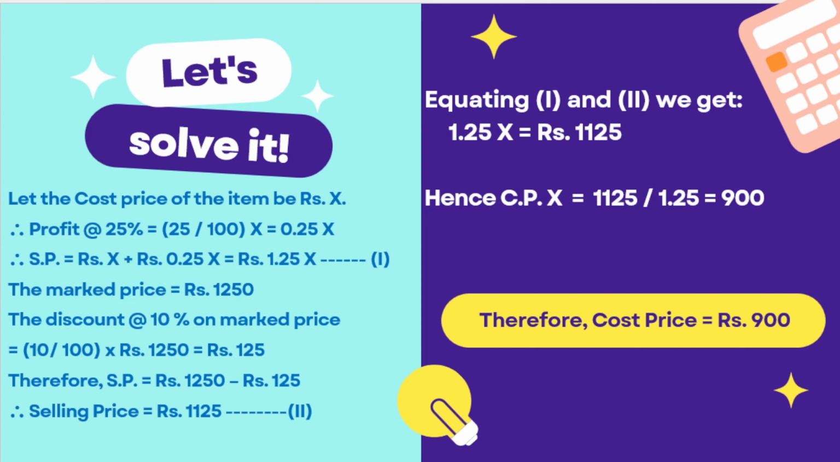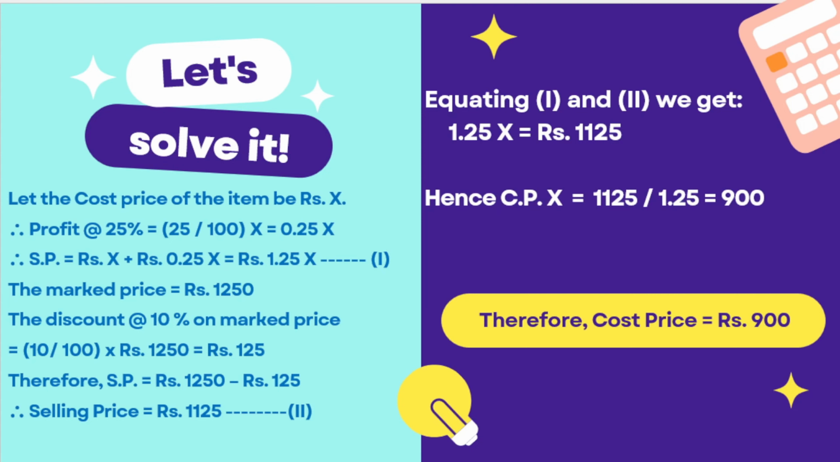Therefore, selling price is equal to Rs 1,125. Let us call it equation number 2. Now, as both the equations number 1 and 2 represent the selling price only, therefore equating them, we get 1.25x is equal to Rs 1,125. Hence, the value of cost price x can be calculated as equal to 1,125 divided by 1.25, which comes to Rs 900. Therefore, the cost price is equal to Rs 900.